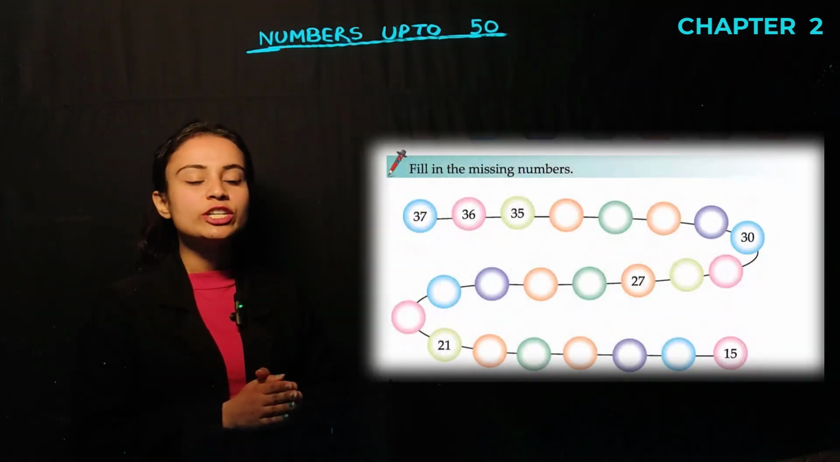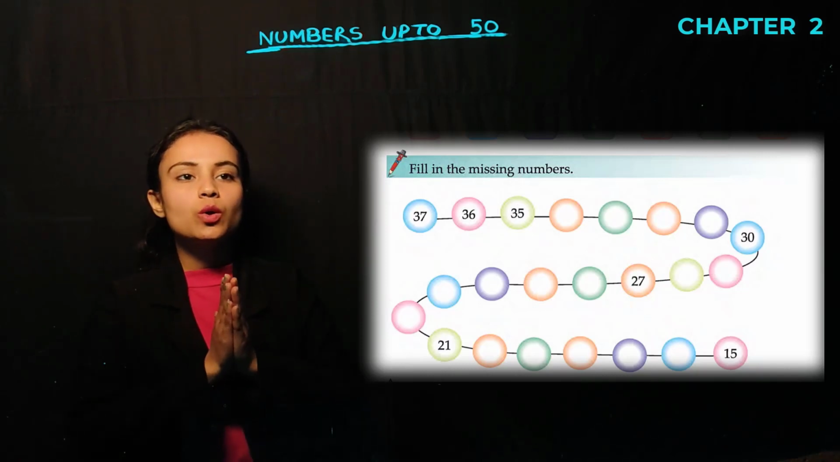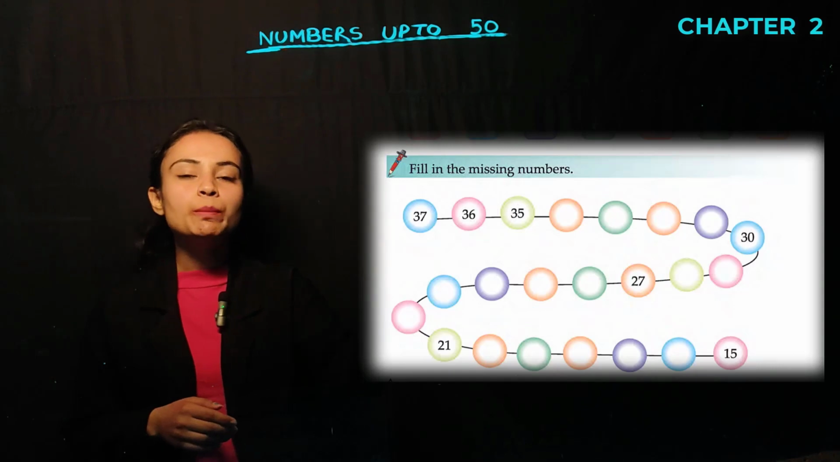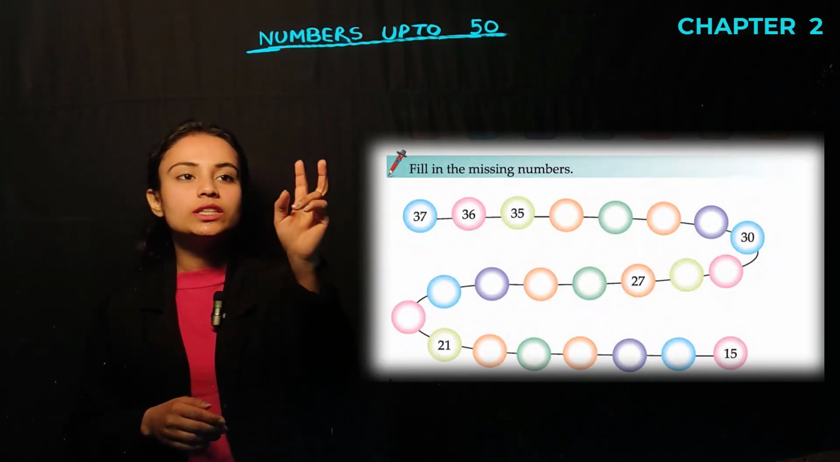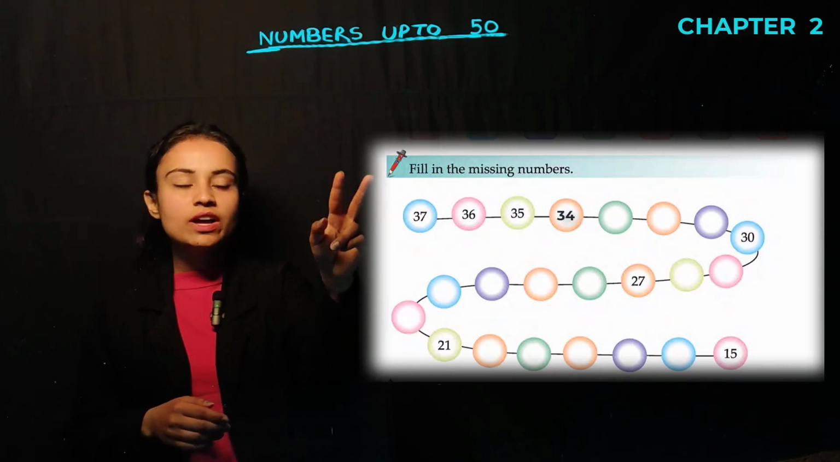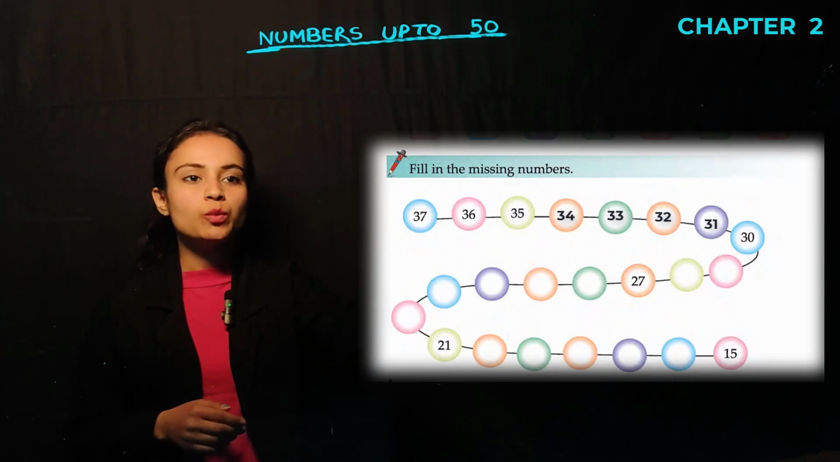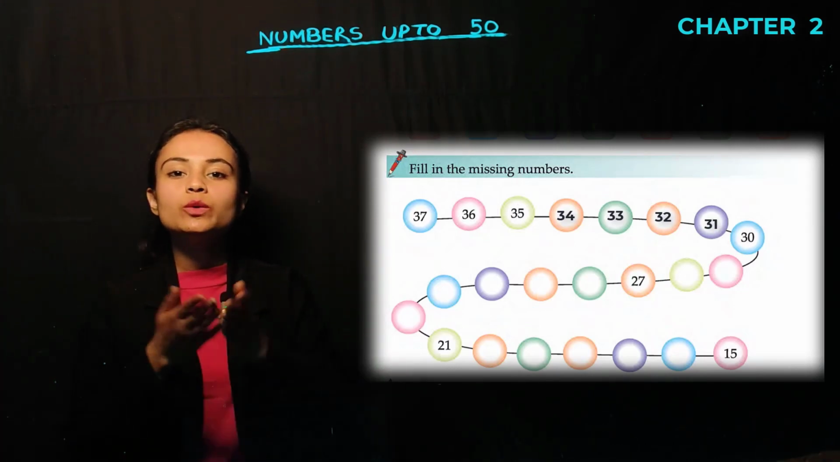In the next question, we have to fill in the missing numbers again. So here the numbers are starting from 37 and we have to count in the backward direction. As you can see, after 37 it is written 36, then 35, then we have to write 34, 33, 32, 31. Like this, we have to fill in all the missing numbers. So I hope you can do it by yourself.